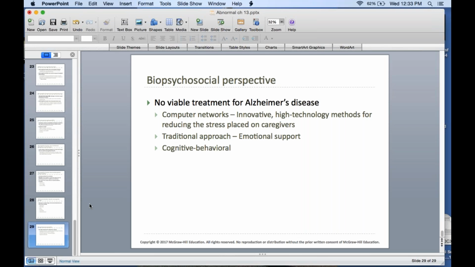Biopsychosocial perspective, as we always kind of end with, right? There's no real viable treatment for Alzheimer's disease. However, when we talk about, and by treatment I mean curable, we're not curing Alzheimer's disease. We are going to, with all of these things, have emotional support, have cognitive behavioral therapy to make things feel less bad emotionally. We have lots of different kind of computer networks, innovative technology methods, reducing stress placed on caregivers, things like that.